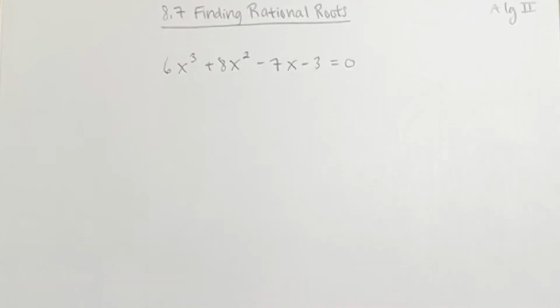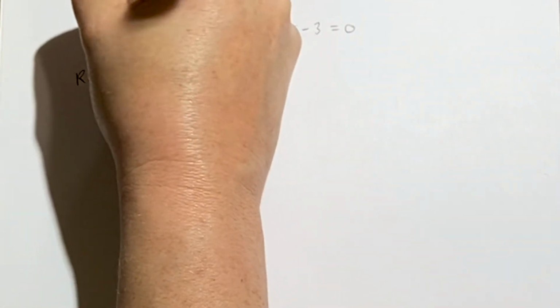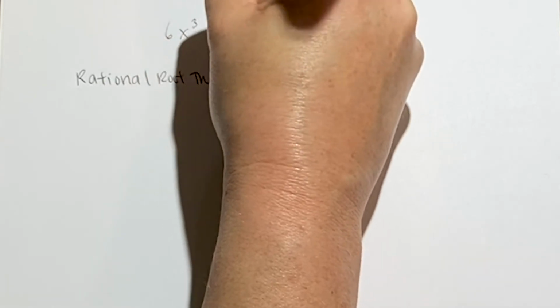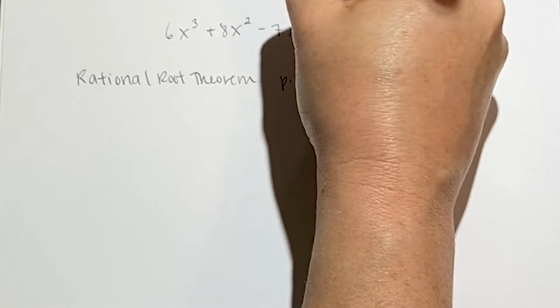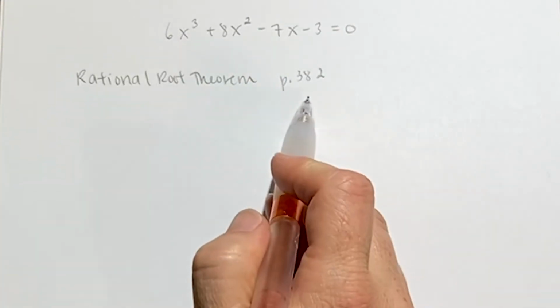Thankfully, there's a theorem to help us. This is called the rational root theorem. And for my students, it's on page 382 of your textbook. So I'm just going to read it to you instead of writing it out here for you. But that's where you'll look.